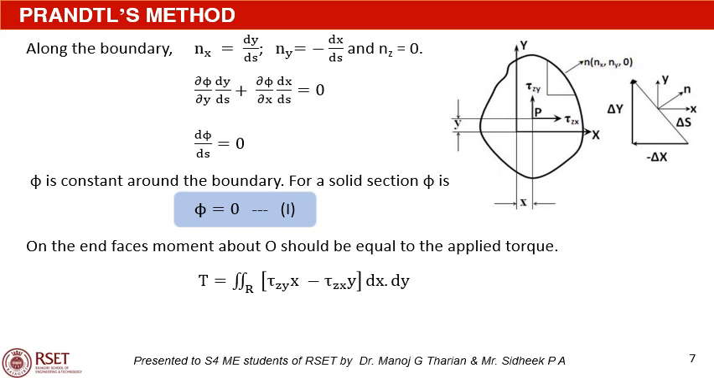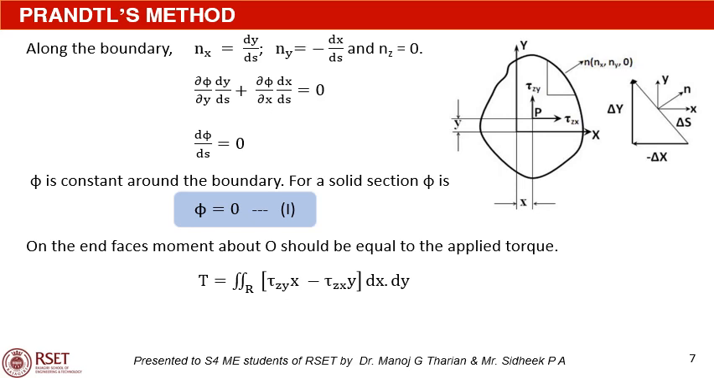Substituting for the direction cosines nx and ny in the third equation for the boundary condition, we get ∂φ/∂y into dy by ds plus ∂φ/∂x into dx by ds equal to 0, which means dφ by ds equal to 0. That is, phi is a constant around the boundary. For solid section, phi is 0. That is, phi equal to 0 along the boundary for a solid section.